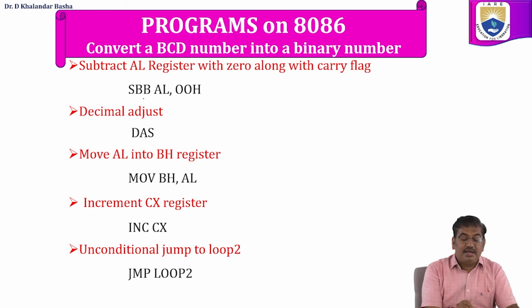Now we will subtract AL with the carry flag. For that we use the SBB instruction, which is subtract with borrow. So when we have done a previous subtraction, if any carry is generated, to handle it, we are going to subtract along with the carry flag.